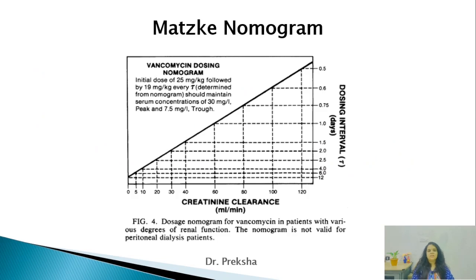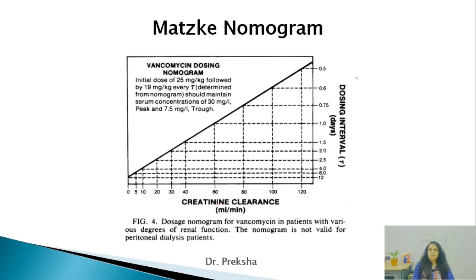So this is the Matzke nomogram, and to assess the renal function, we will measure creatinine clearance in ml per minute, and based on the vancomycin dosing regimen, we will decide the dosing interval for the individual patient. So this is the therapeutic drug monitoring for vancomycin dosing. This Matzke nomogram may not be suitable in case of peritoneal dialysis patients.